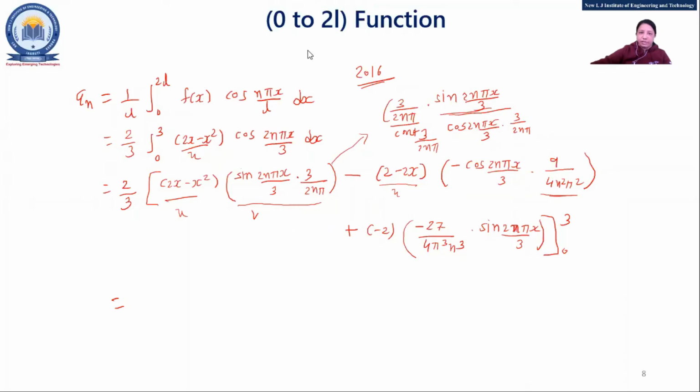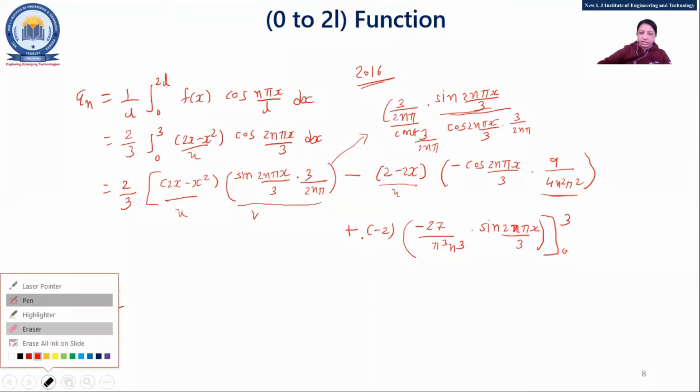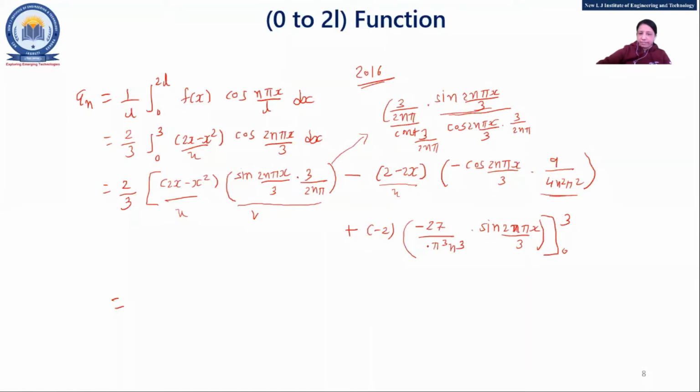Yes, it will be 8 only. Fine. Here, 8. Now is there any doubt in this equation? Is this step 8 pi cube n cube? Now just solve it.